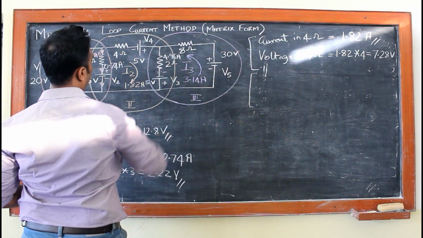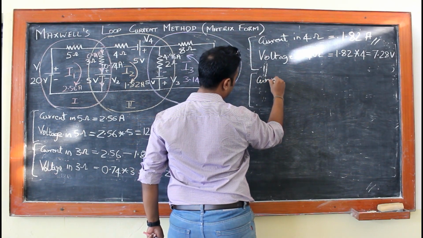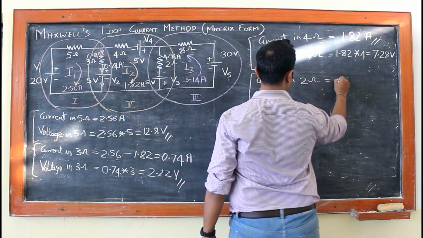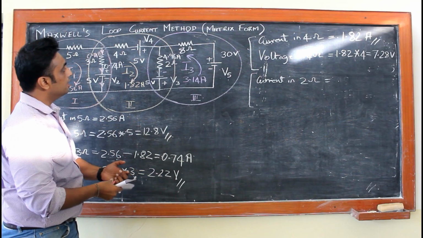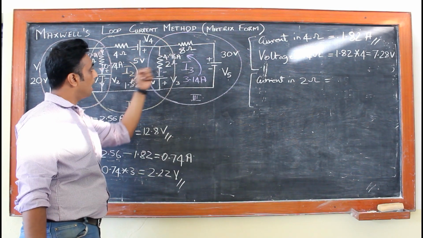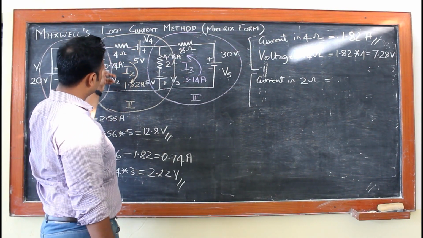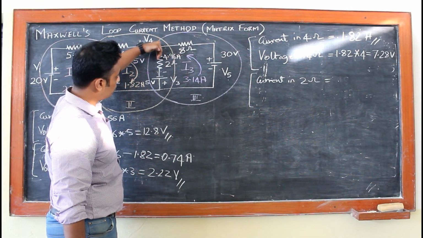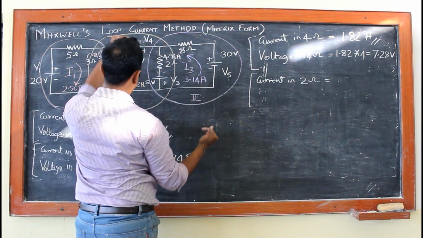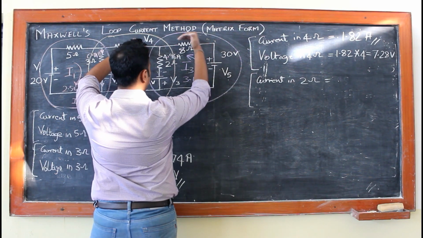Same way, now I have to find out my current in the 2 ohms resistor. Here, the current in the 2 ohms resistor is basically a combination of I2 and I3 because it is at the junction. So I'll see the direction of I2. I2 will flow from top to down. And I3 also flows from top to down. I have I2 coming here since it's clockwise, and this is anti-clockwise, and I3 is also flowing from here.